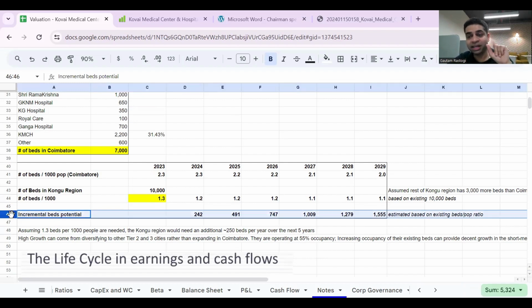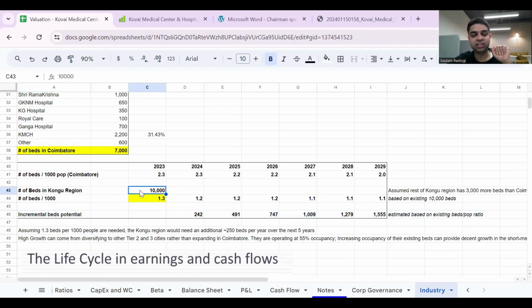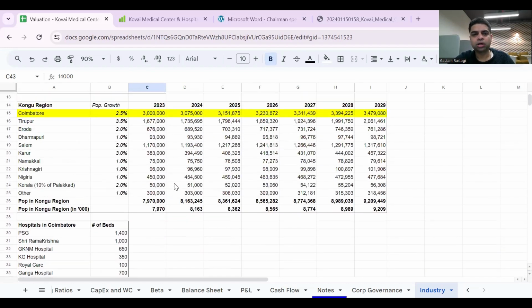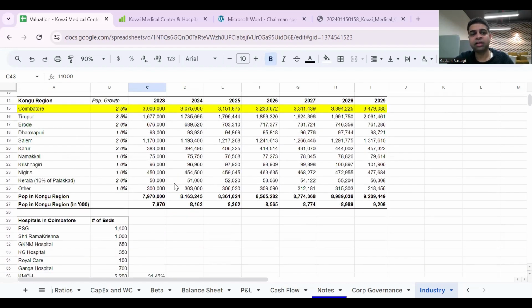all of this math had this big assumption that the number of beds in the Kongu region is 10,000. That is 3,000 more than the beds which are there in Coimbatore. Now, as I said, I don't have any basis for that incremental 3,000. So let's say the Kongu region has twice the number of beds as Coimbatore. And let me give you some justification. And again, it may be way off the mark.